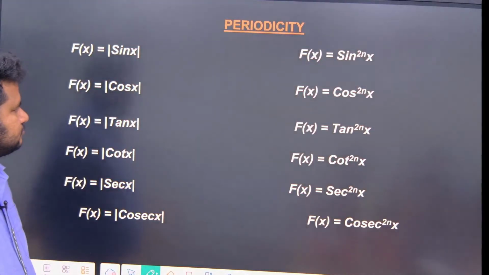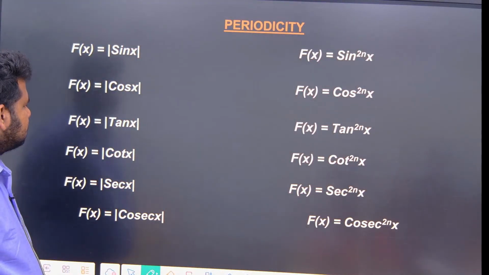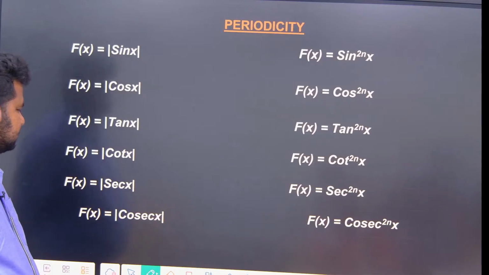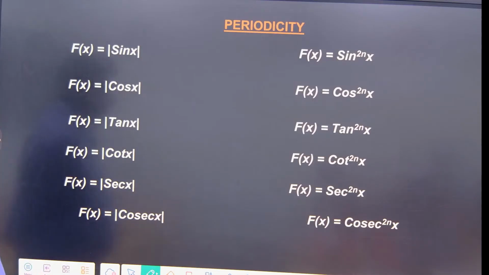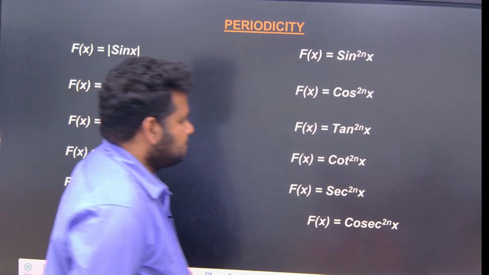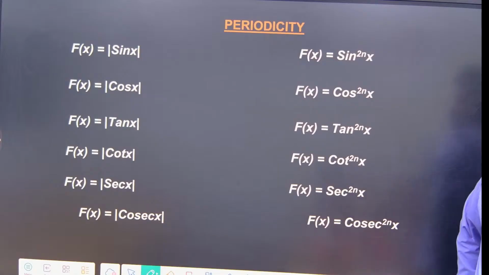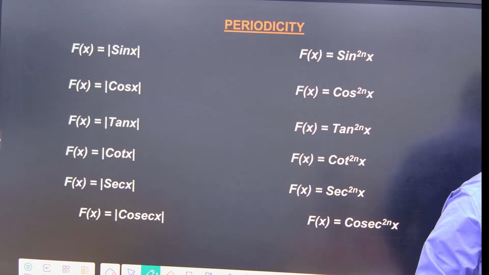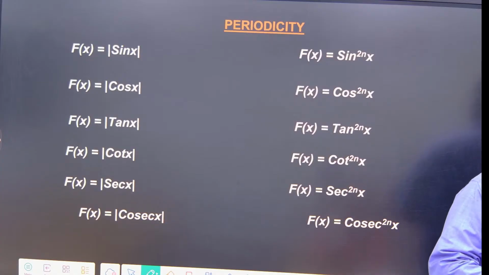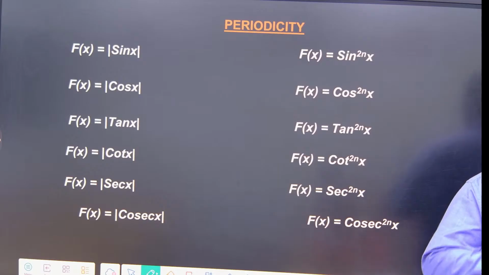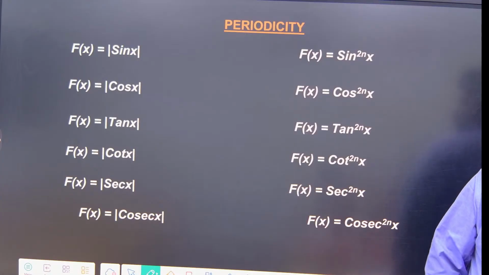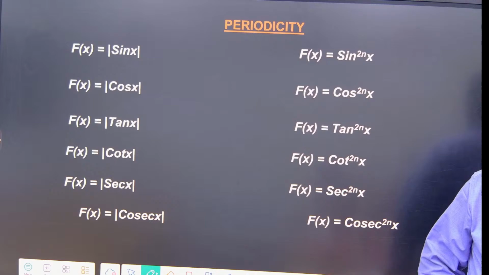mod sin x, mod cos x, mod tan x, mod cot x, mod secant x, mod cosecant x. Here what is the period? Think correctly. What is the period of this function? Write down this first.